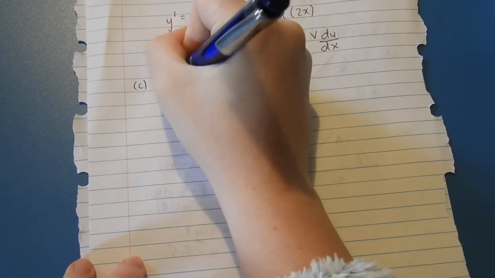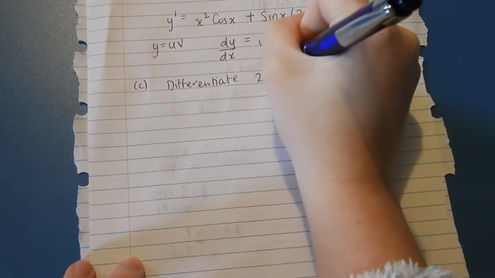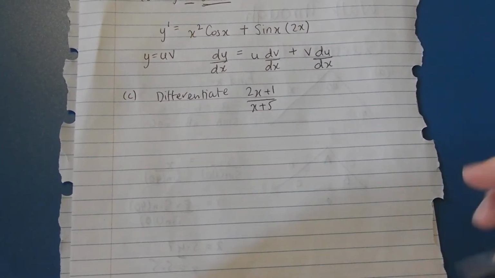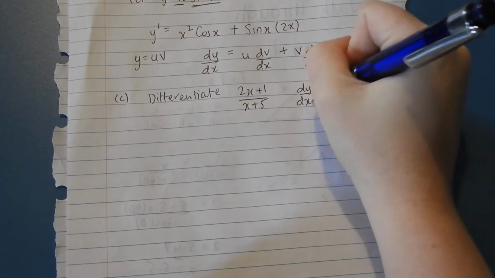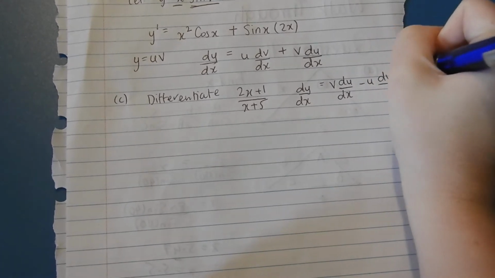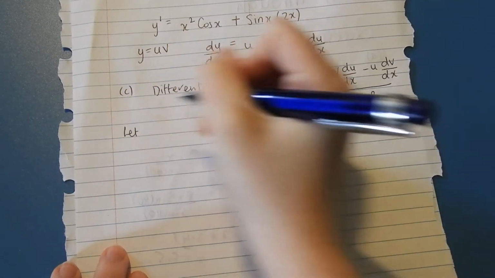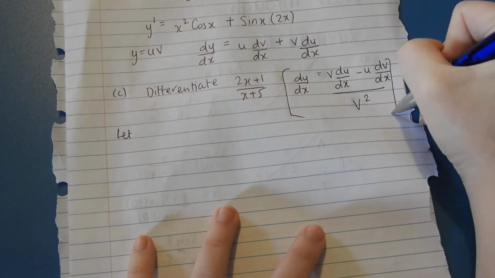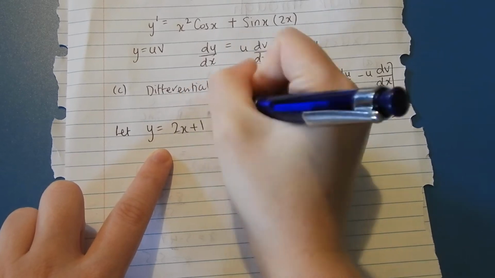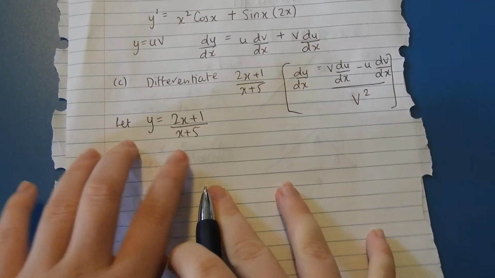Alright, question C, differentiate 2x plus 1 on x plus 5. So I like using the formula given in the formula sheet here. So we've got dy dx equals v du on dx minus u dv on dx divided by v squared. So that's our formula. Let's put it in a box. So first let y equals 2x plus 1 divided by x plus 5. So we just grab the question and let y equals.